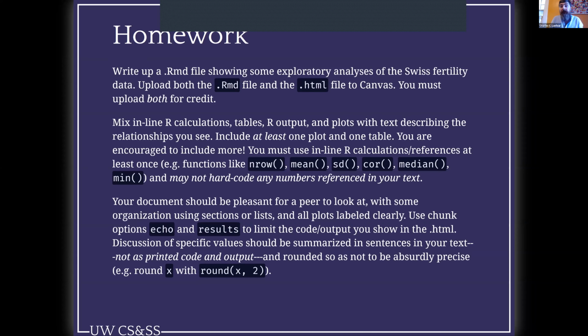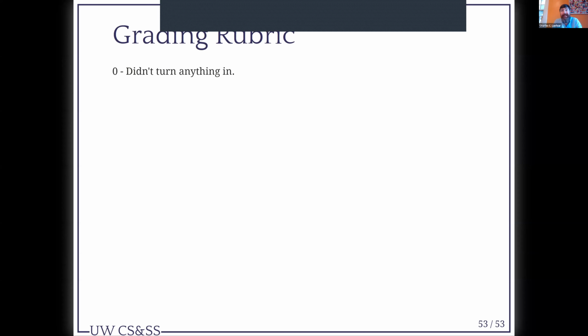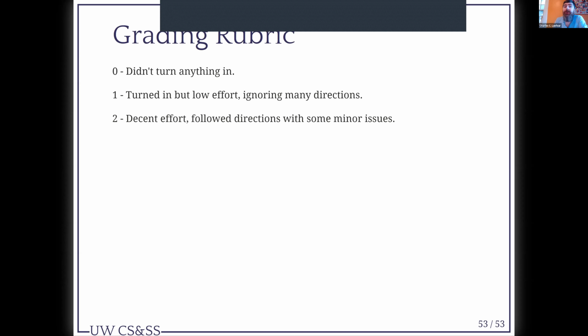So the grading rubric for this is basically, you get a 0 if you don't turn anything in. Imagine that. You get a 1 if you turn in basically anything, but you ignore a bunch of directions. A 2 is a decent effort, but there are some issues like errors, or problems knitting, or it just doesn't look like what it asks for, like you hard code stuff. A 3, you did a good job. You nailed it, right? That's about it.